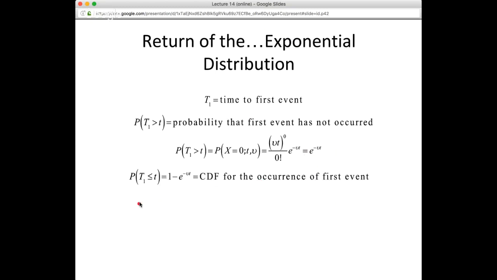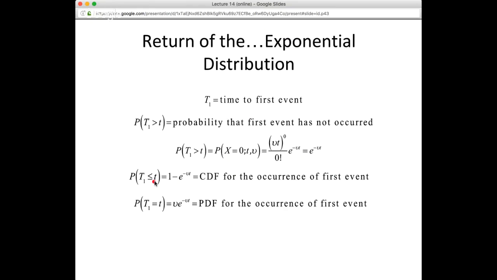And this is the really cool bit. Of course, we can take the complement of this. So the probability that the first occurrence is less than or equal to a specific value of t is just going to be 1 minus this probability, e to the minus nu t. It's the complement. And that, if you look at it, is the CDF for the occurrence of the first event. We're basically asking what is the probability that our random variable, the time to the first occurrence, is going to be less than or equal to some specific value, which by definition is the CDF.